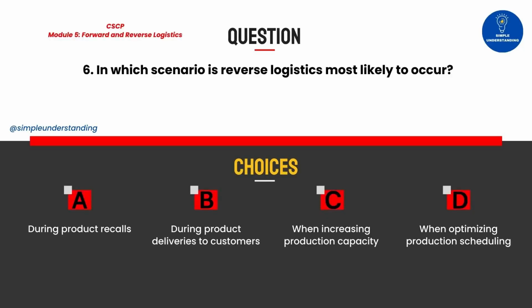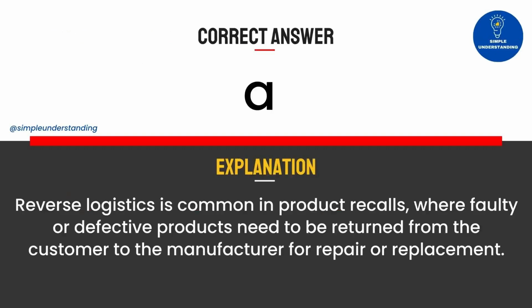6. In which scenario is reverse logistics most likely to occur? A. During product recalls. B. During product deliveries to customers. C. When increasing production capacity. D. When optimizing production scheduling. Correct answer: A. Explanation: Reverse logistics is common in product recalls, where faulty or defective products need to be returned from the customer to the manufacturer for repair or replacement.